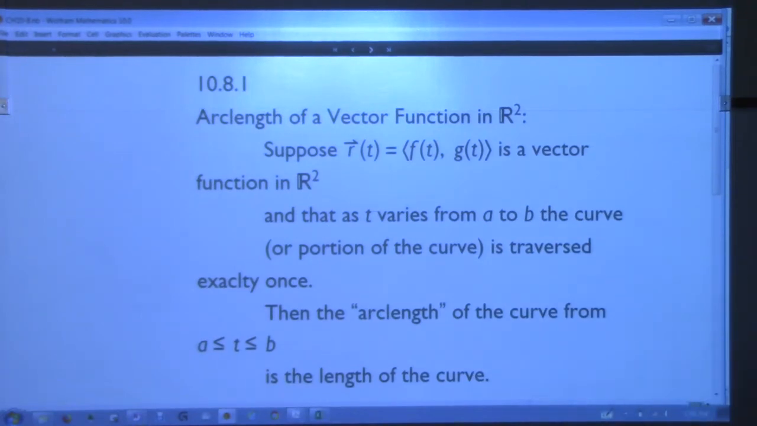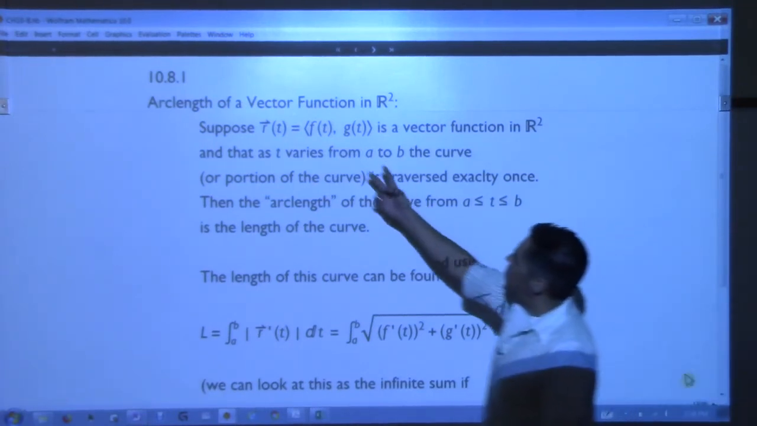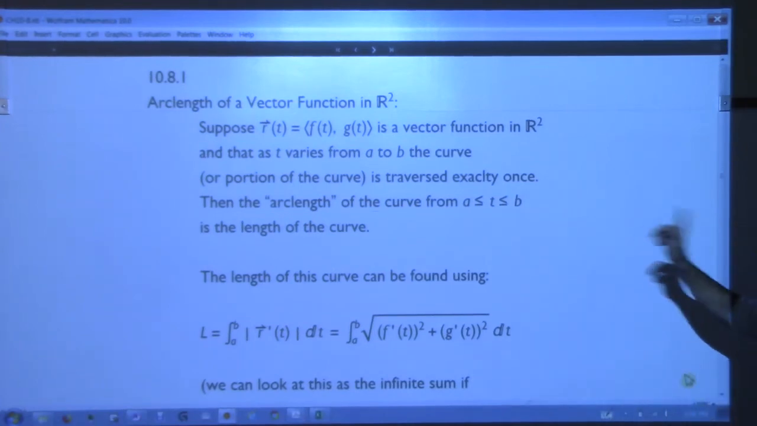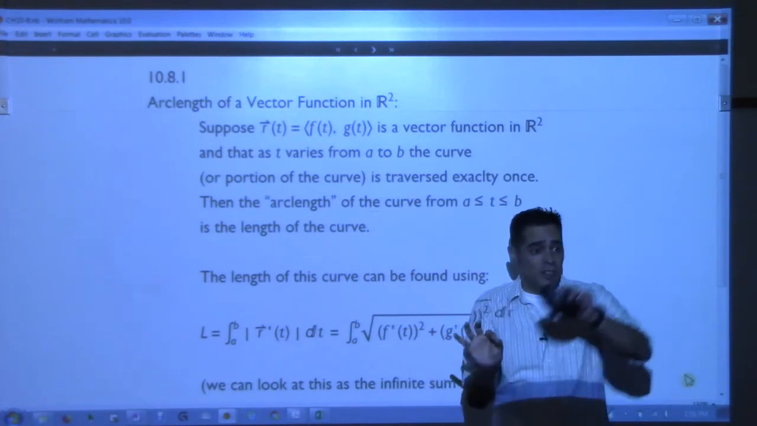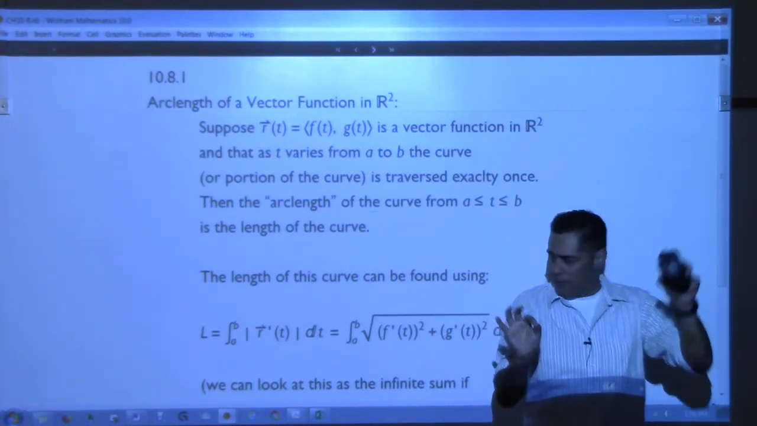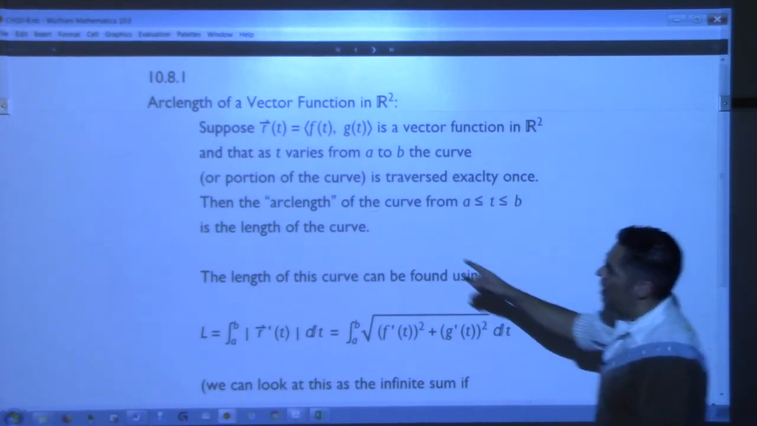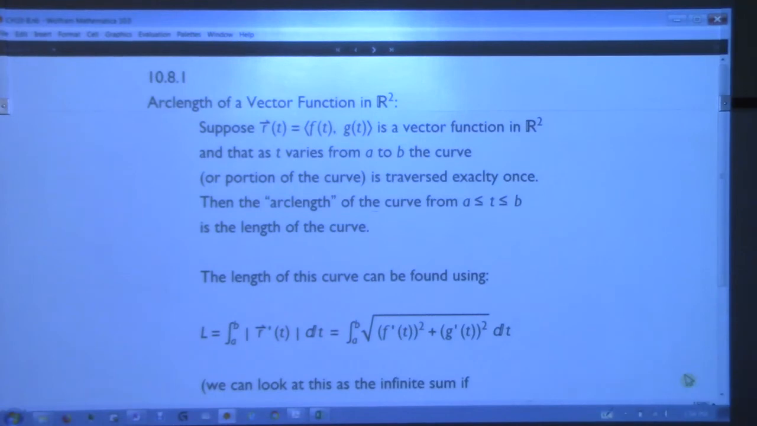I need to make this a little bit smaller. Suppose you have a 2-dimensional vector function. Okay, as t, now t is going to be only going between 2 values, a and b. So we do have to just draw a segment of the curve. And we also have to make sure that we only traverse the curve once. Let me give you a quick example.